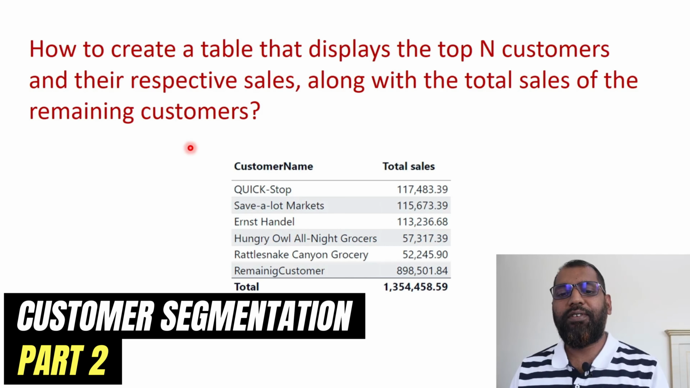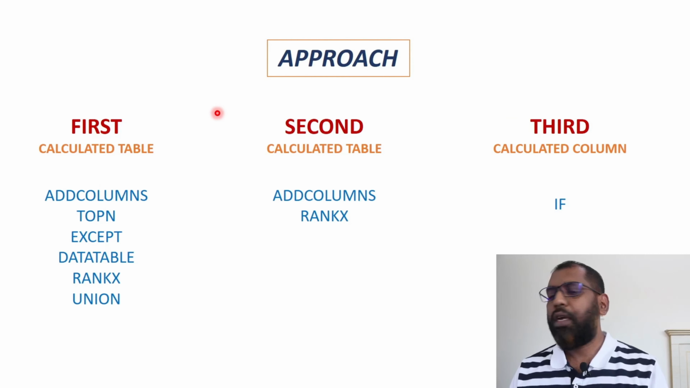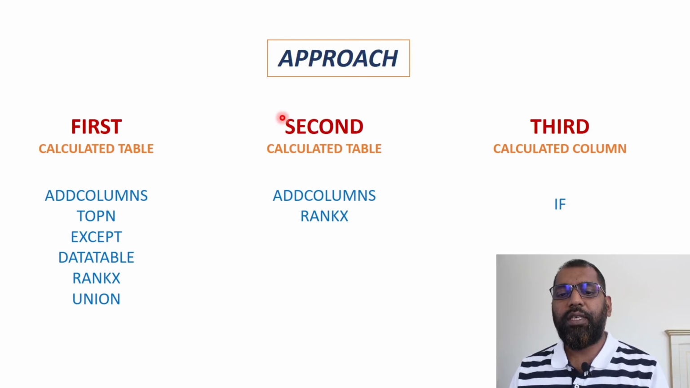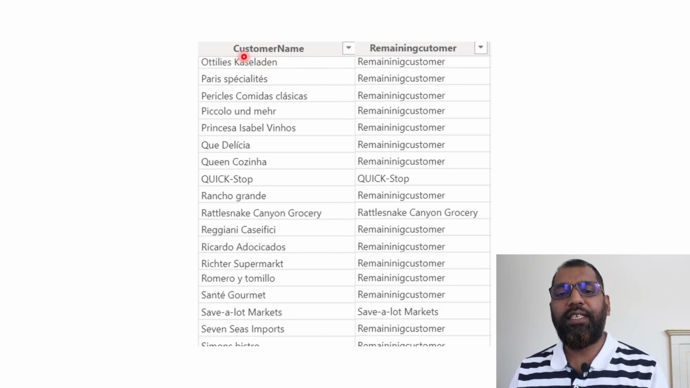Today we have the following question: how to create a table that displays top customer along with the total sale of the remaining customer. In the first part of the video, we solved this question using our first approach. In this video, we'll address it using second and third approach. In this particular method, our strategy involves categorizing all customers as remaining customer except for the top customer. Let us now move to the Power BI.